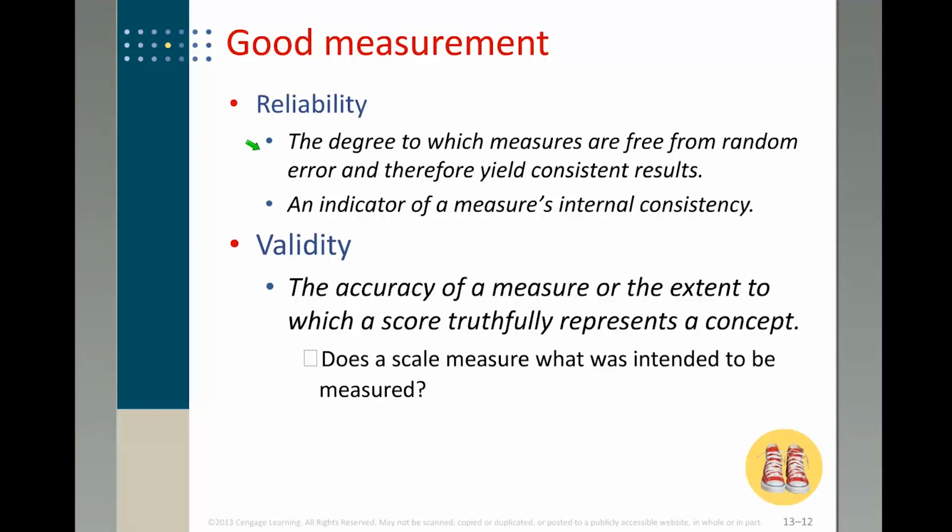So the other criterion is validity. We want the measurement to be valid. Validity is the accuracy of a measure, or the extent to which a score truthfully represents a concept. Basically, when we check for validity, we ask, does a scale measure what was intended to be measured? Are you measuring what you really want to measure?